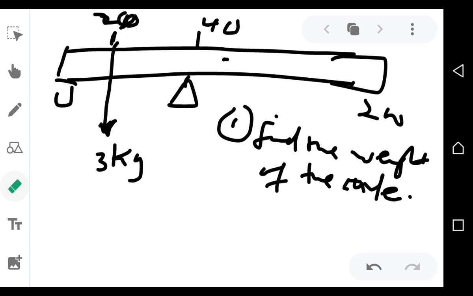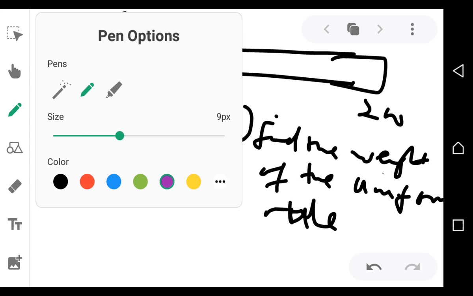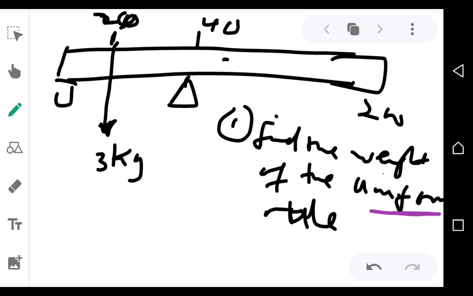Actually, here it's a uniform rule, not just a rule. I said you have to put uniform. Find the weight of the uniform rule. I'm repeating: uniform. The most important part here is this word called uniform.